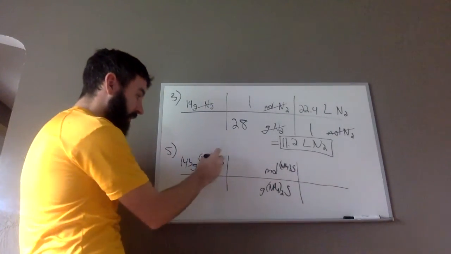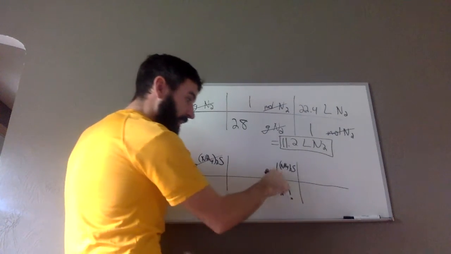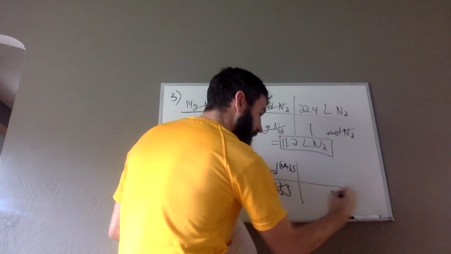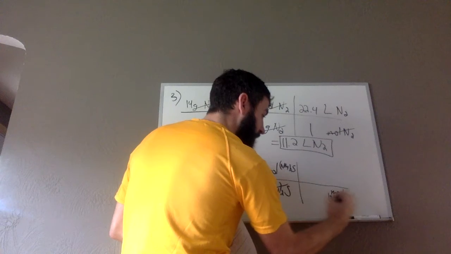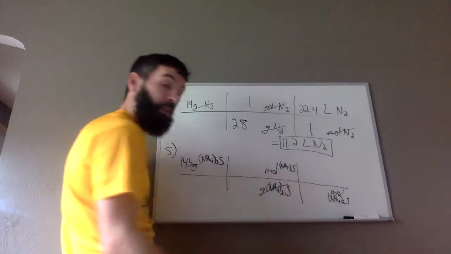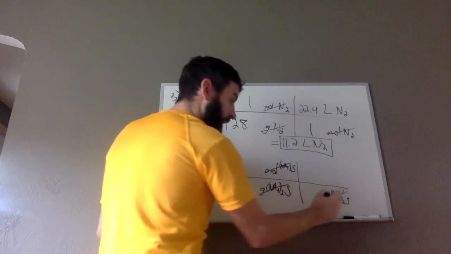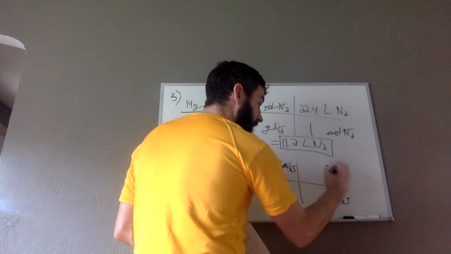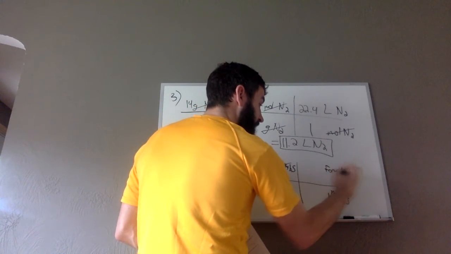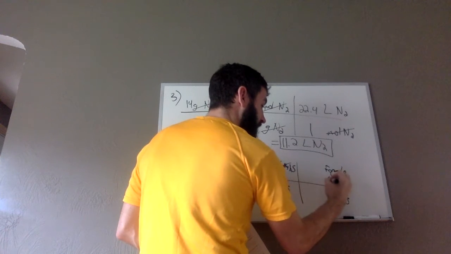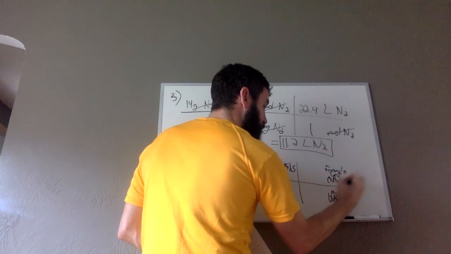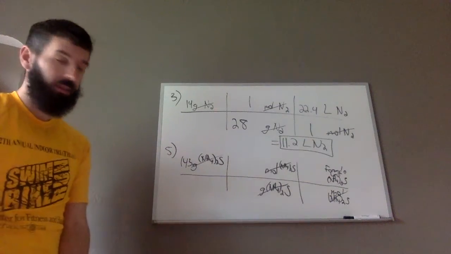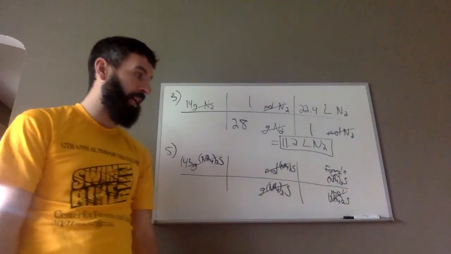Okay, this unit's going to cancel out. Okay, now this unit, moles of (NH4)2S, has to come down here so that this unit cancels out. And I'm trying to solve for formula units. So formula units of (NH4)2S. Okay, last thing, just plug in my 2 numbers and I'm done.